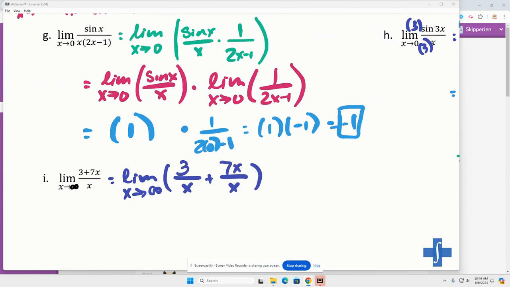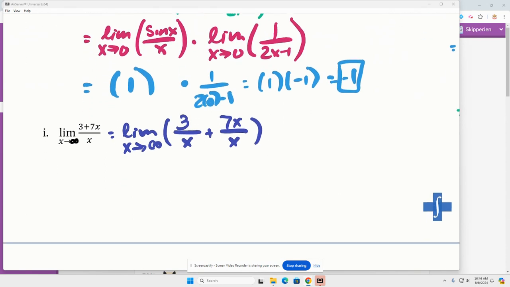All right. So you can break apart fractions typically if the denominator is a single term and there's addition or subtraction in the numerator. You can break it apart and put each one of those over that denominator. Okay, so now I'm going to write this as the sum of two limits. And I am going to simplify 7x over x.